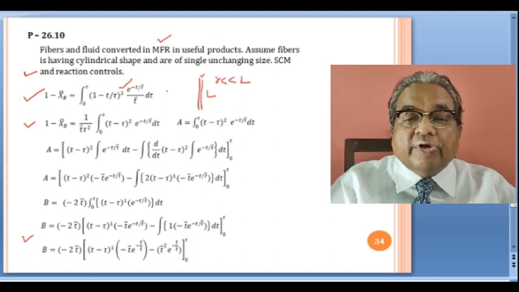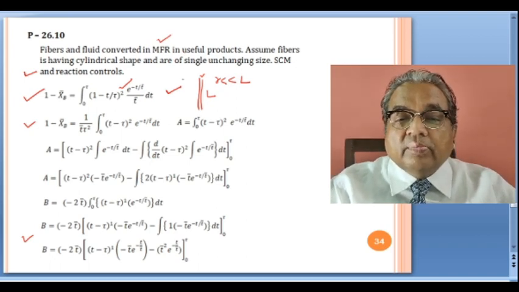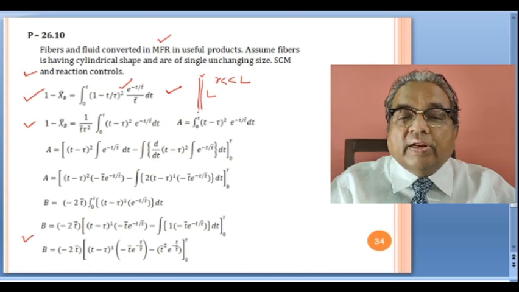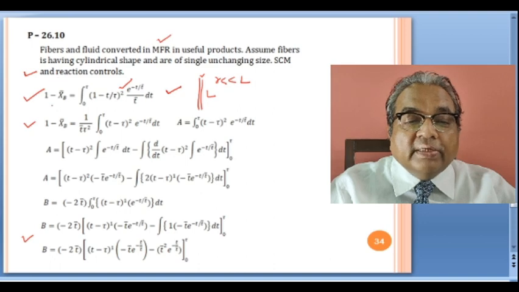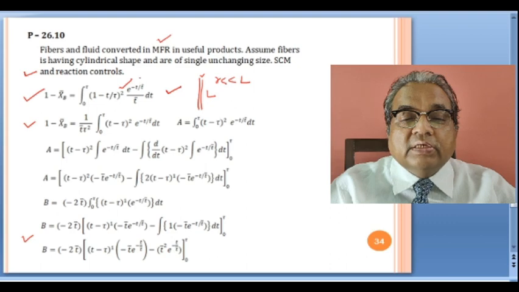as far as the reaction engineering point of view is concerned, here it is over. Problem is solved. That is, you assume these fibers to be cylindrical. So a single fiber will be a single cylindrical particle equivalent, with radius r much less than length, and 1 minus xb bar, you can write as integral 0 to tau. From the table you can see, or you have already derived this in kinetics, 1 minus (t/tau) square term into this capital E exit age distribution, which is nothing but e raised to minus t/t bar divided by t bar dt.